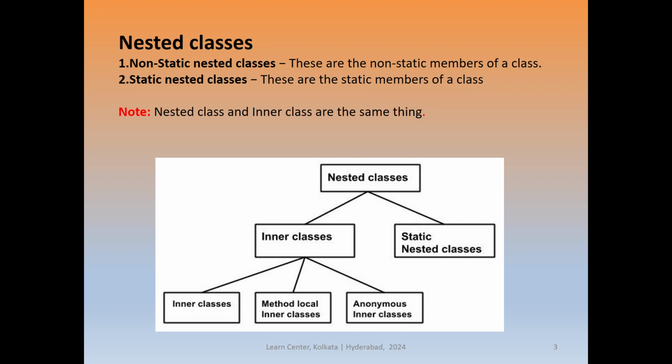Number 1, non-static nested classes. These are the non-static members of a class. Number 2, static nested classes. These are the static members of a class. Nested class and inner class are the same thing. The classification is shown in the diagram.